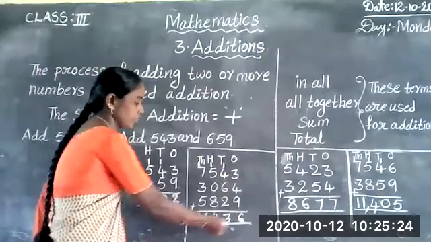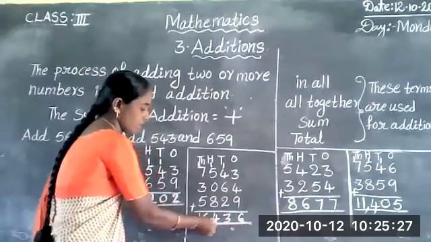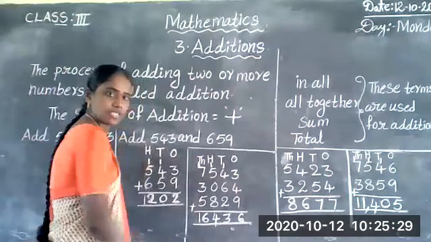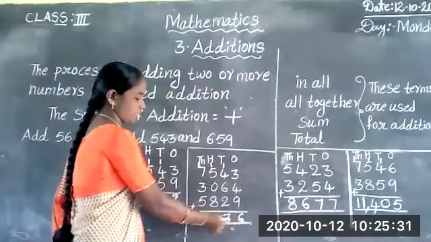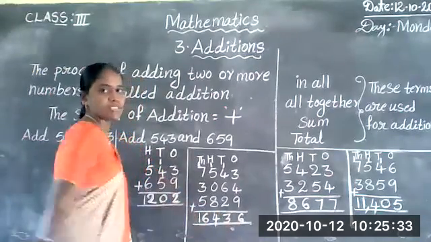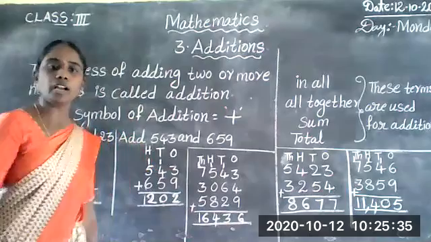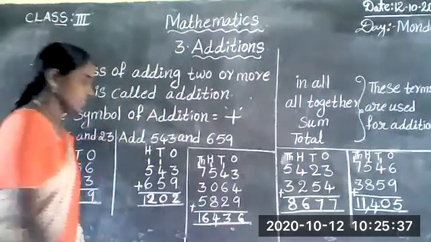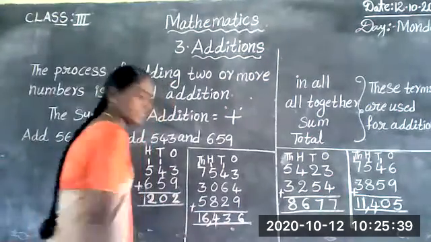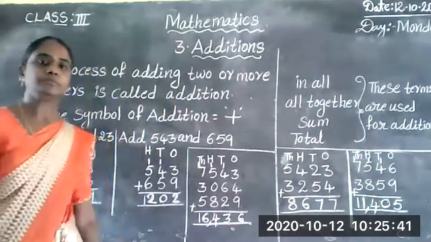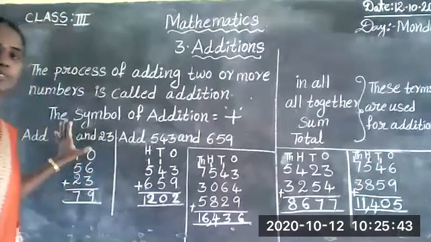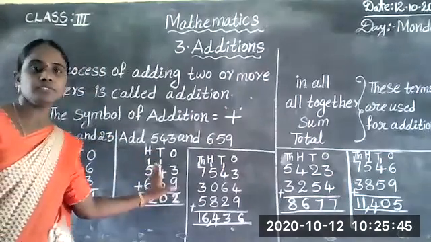See children, how to read? Ones, tens, hundreds, thousands, and 10,000s. 16,436. Okay. Did you understand, children?